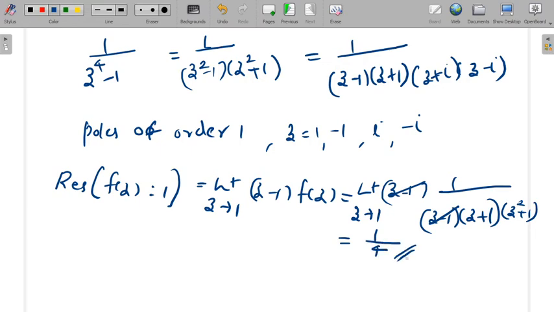Similarly, you can do with the other singular points. And let us do one more question.